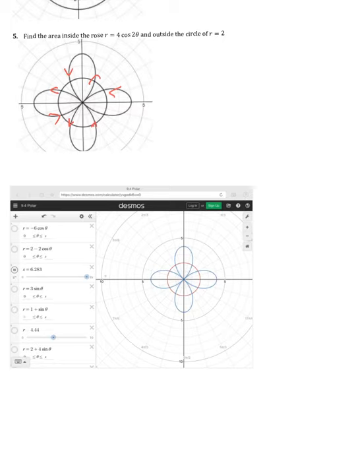And the question is asking us to find the area that's inside the rose and outside of the circle. So we are being asked to find, let's use a highlighter, we're being asked to find this area.